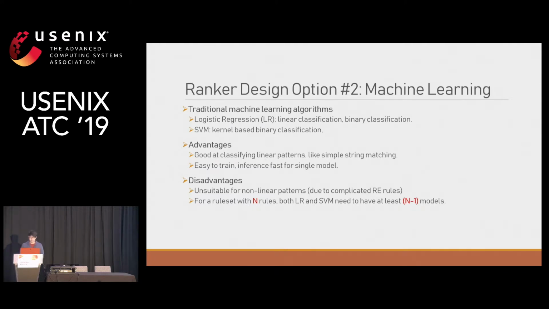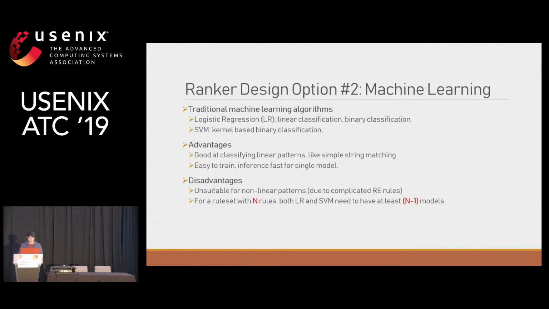To extract the features of input for reordering the rules, the ranker problem should be regarded as a classification with probabilities. We next think about the traditional machine learning algorithms. Logistic regression is a linear binary classification algorithm, while SVM is also a binary classification model whose performance depends on the kernel we use. Both of them are easy to train, and their inference latency for a single model is quite fast. And they are good at classifying easy patterns like string matching, regular expressions without too many qualifiers and dots.